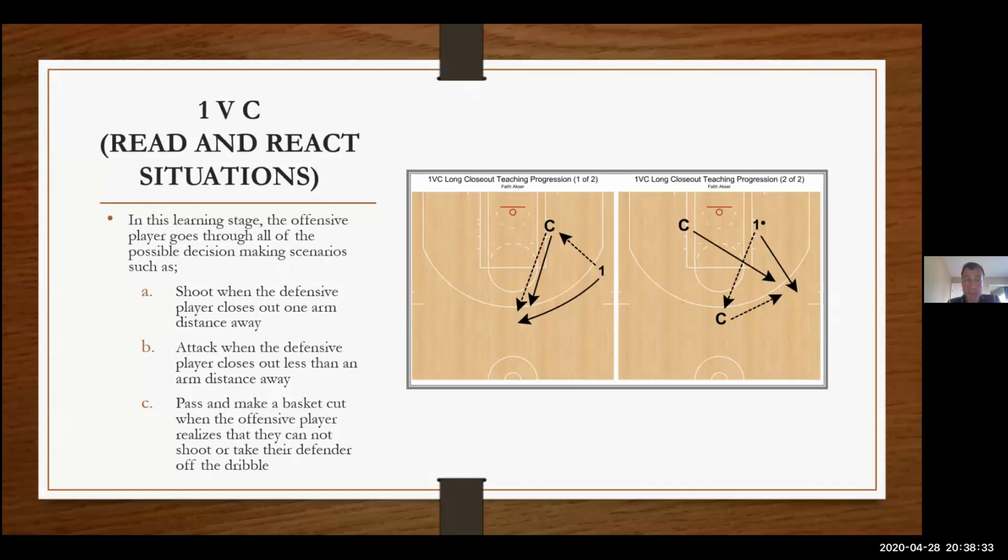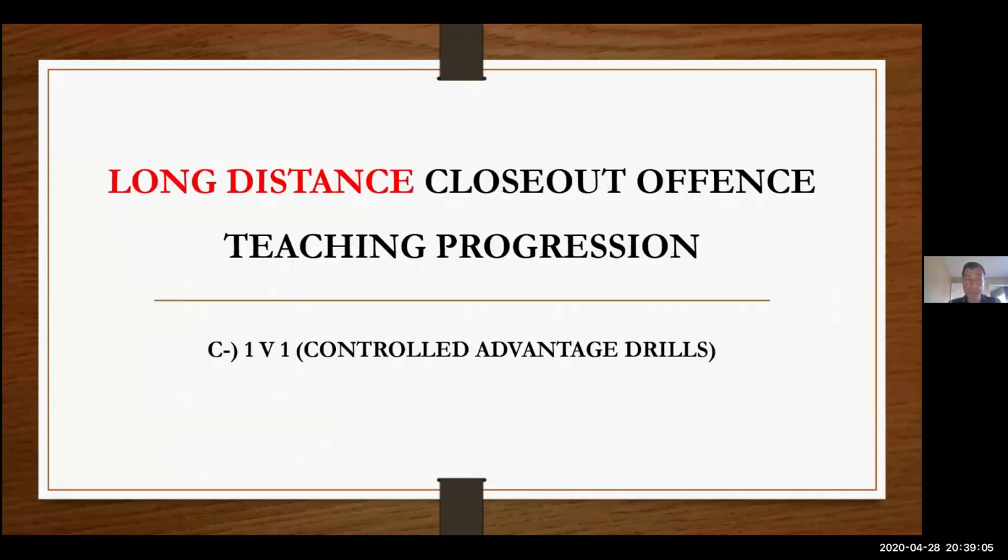The first one is shoot when the defensive player closes out one arm distance. The second option is attack when the defensive player closes out less than an arm distance. And the third option is pass and make a basket cut when the offensive player realizes that they cannot shoot or take their defender off the dribble. So again, we go through the same process with different drills, with different and longer distances, so that we force them to understand what they need to do in a situation like that.